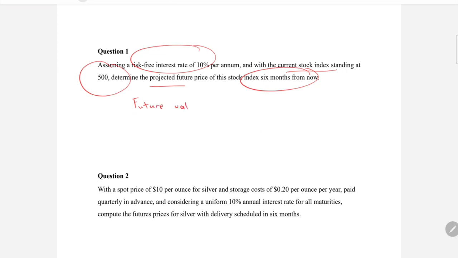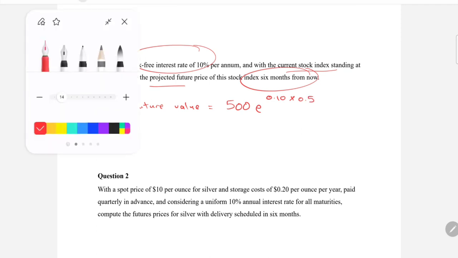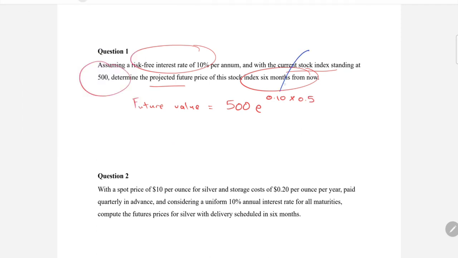What we have to do is write down the future value, which equals 500 times e to the power of 0.10 times 0.5. Some of you might be asking, why is it 0.1? Because they stated here the risk-free interest rate is 10%. And why is it 0.5 here? Because they mentioned that we need to find the future value 6 months from now, and 6 months represents 0.5 years.